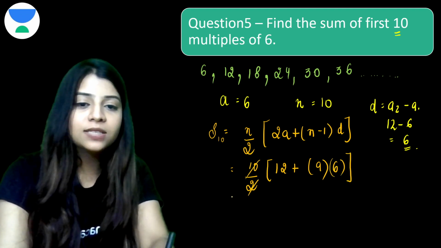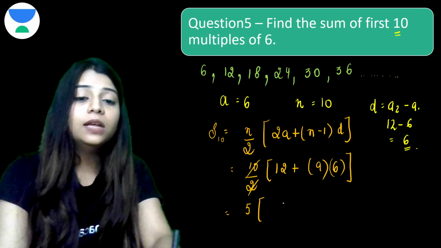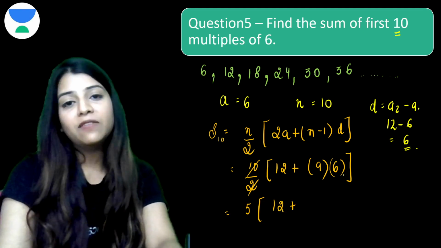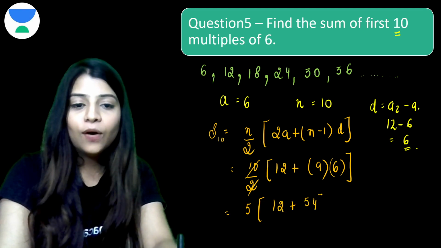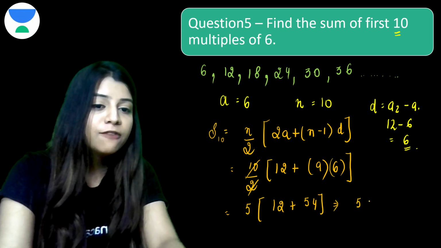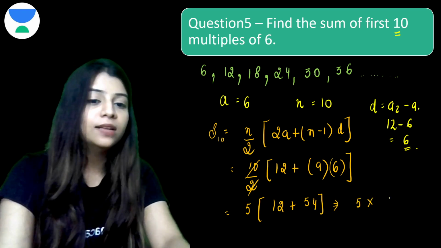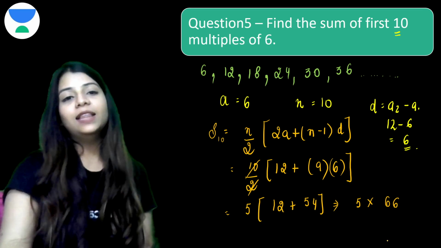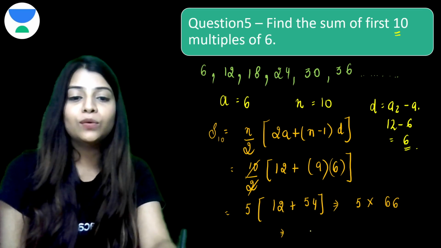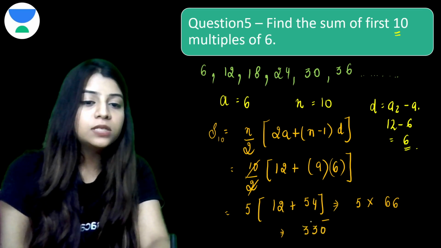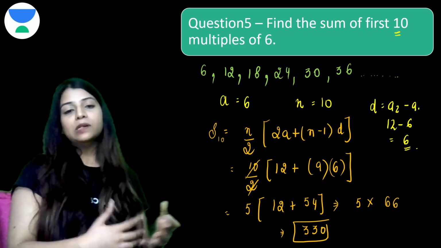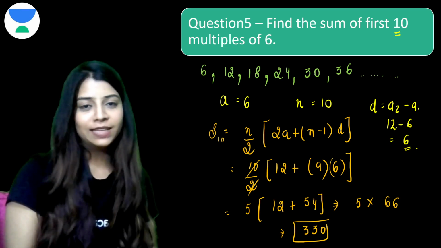Here we cancel it out and we get 5, and in the bracket we get 12 plus 9 times 6, which is 54. Then we add these, and this forms 66, and then 66 into 5 gives you 330. So the first 10 multiples of 6 give the sum of 330.